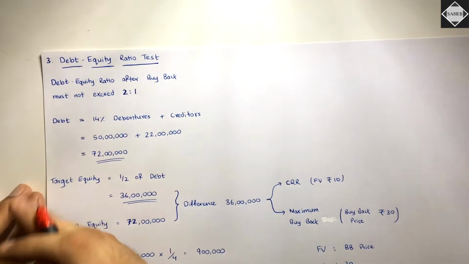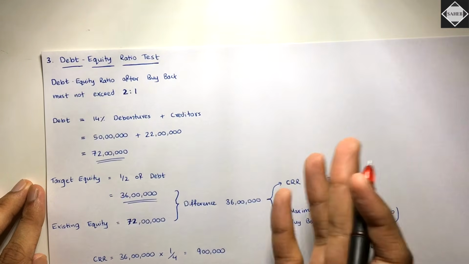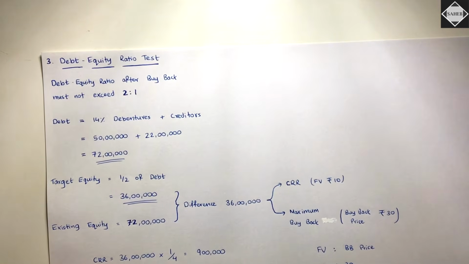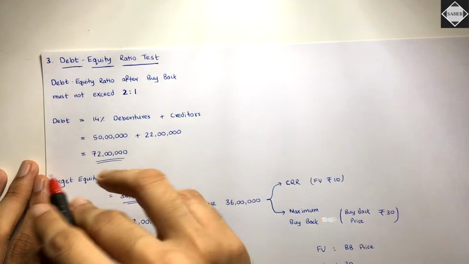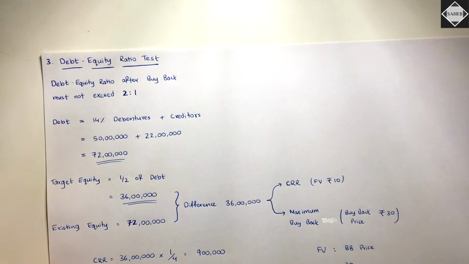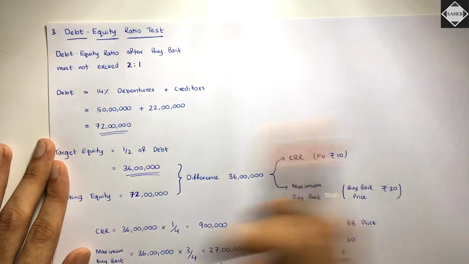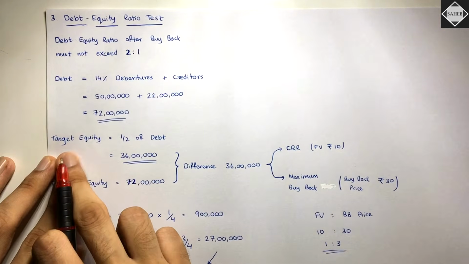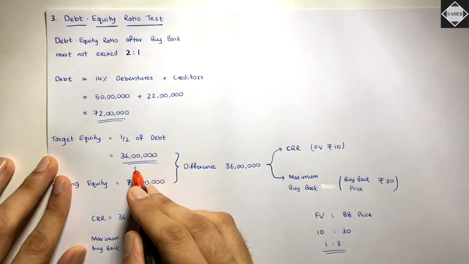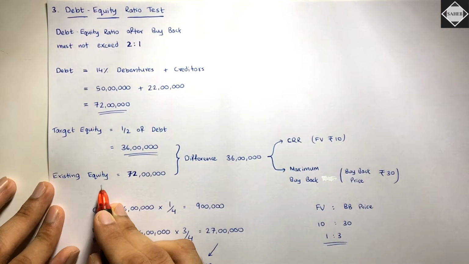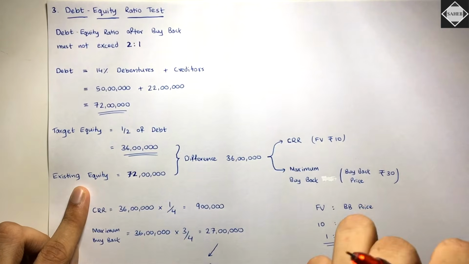It can be less than that, 1.5:1, 1:1. Okay, that can happen, fine, but it can't be 3:1, 4:1 like that, right? So we started off with the shortcut method. First we calculated the debt from our balance sheet, and then we found out the target equity, which is half of this, 36 lakh, and then we got existing equity from the balance sheet only.